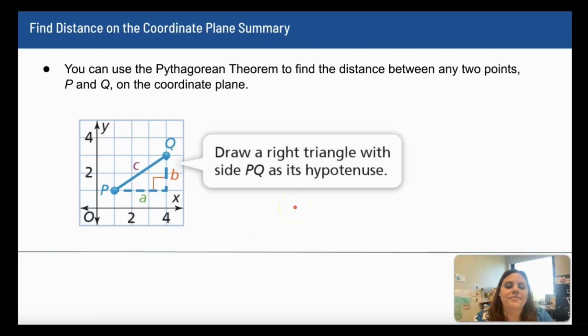To summarize, you can use the Pythagorean theorem to find the distance between any 2 points. Draw a right triangle where the length you're trying to find is the hypotenuse. That will give you an easy to count A and B, and then use the Pythagorean theorem to find your C.